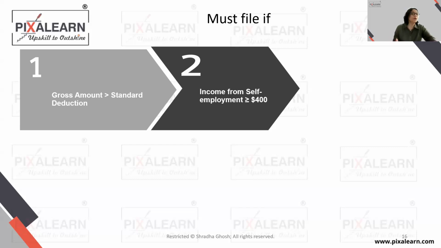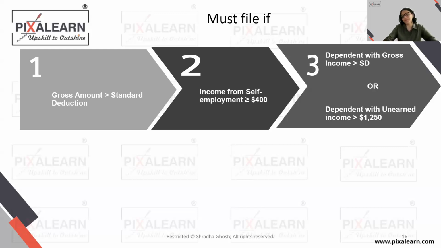So we say that if you're earning $400 or more in self-employment, or if you're earning money which is more than the basic standard deduction that we allow you, and again, if you are a person who's dependent on somebody else's return, but you have a passive income which is beyond a particular threshold, in that case, if any of the three criteria is met, you have to file Form 1040 in the US. So three criteria, if you're meeting any one, you have to file the return in the US.